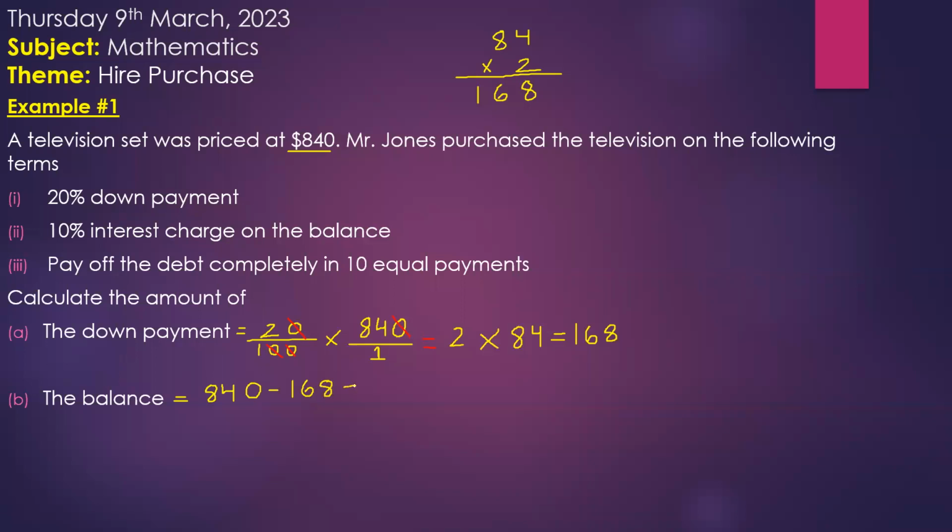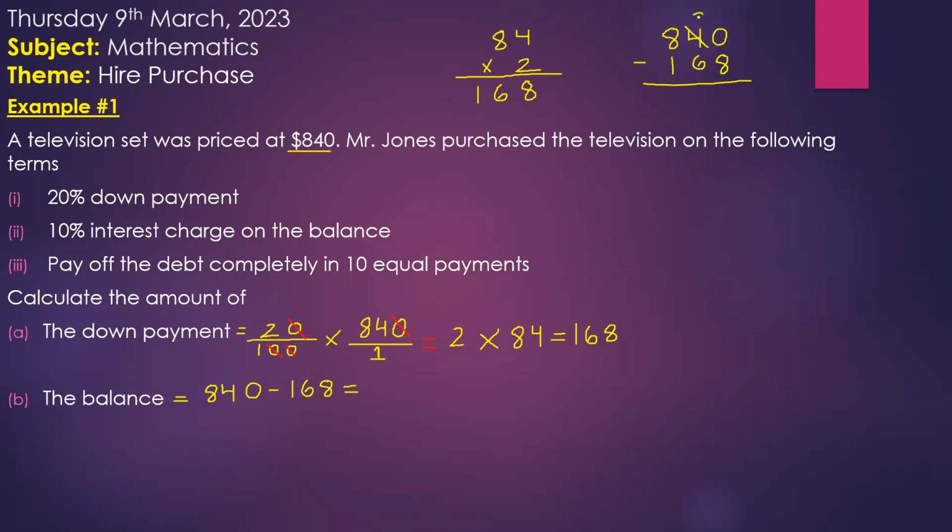So what is 840 minus 168? 672. It's actually physically subtracted. So we have 840 minus 168. Let's subtract them.